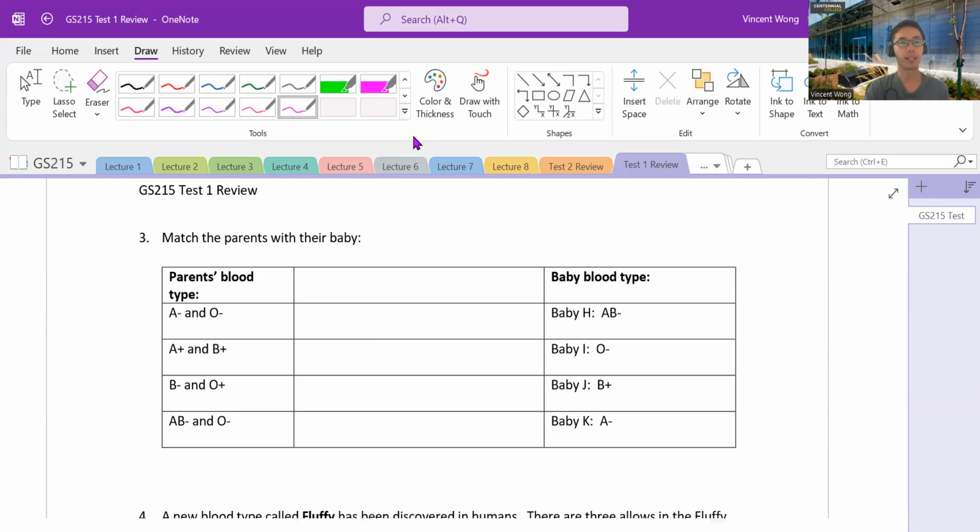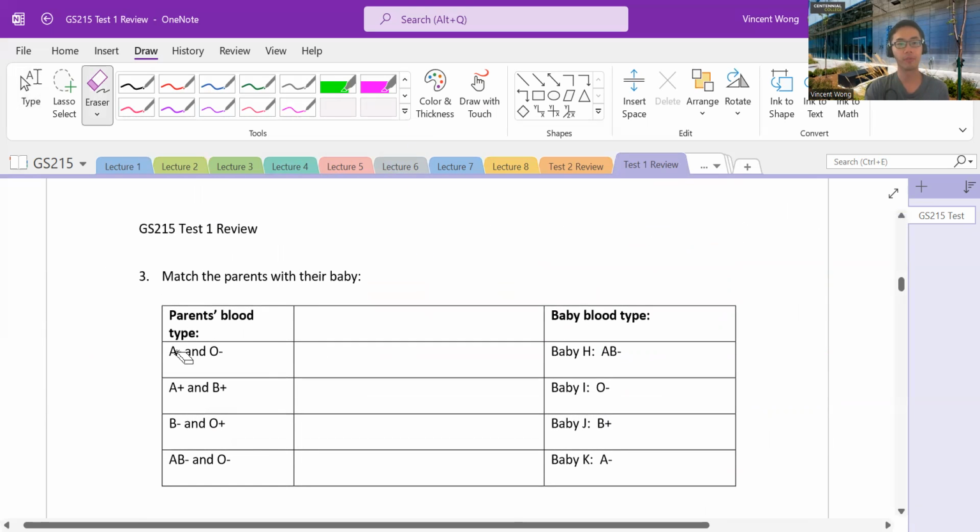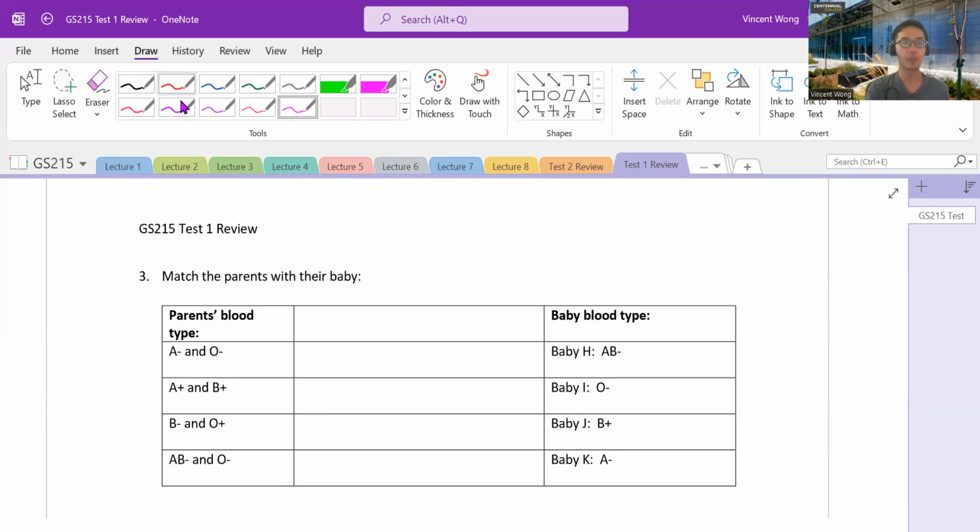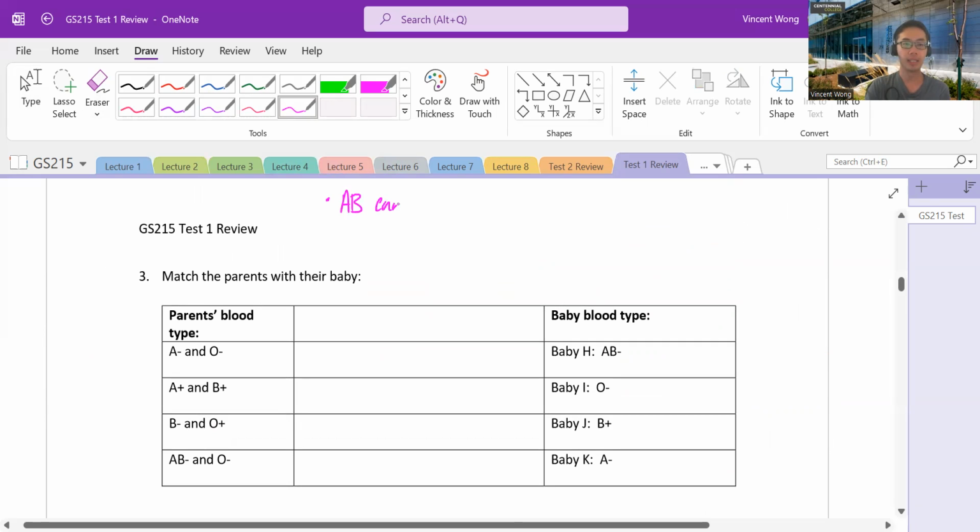Okay, let's try this. Remember, for something like this, you have to use the 4 rules, right? So AB people cannot have O kids, O cannot have AB. That's okay, Alex. Let's hope this is going to clear it up for you. And 2 O will always have O, and 2 negative will always have negative, right? And those are the 4 rules that you should remember when you do these kinds of questions.